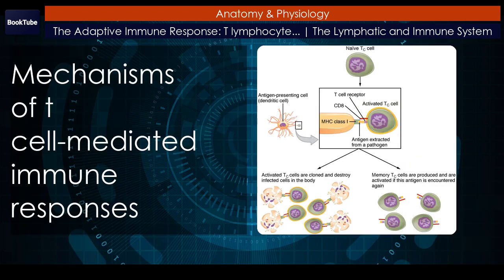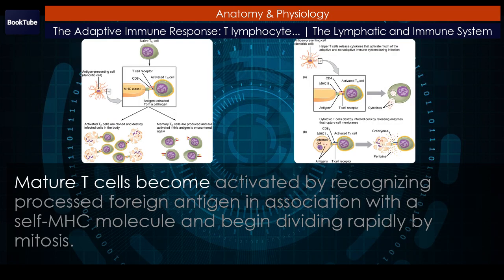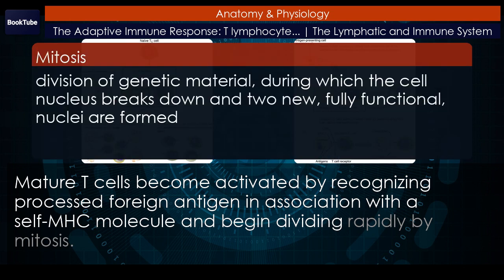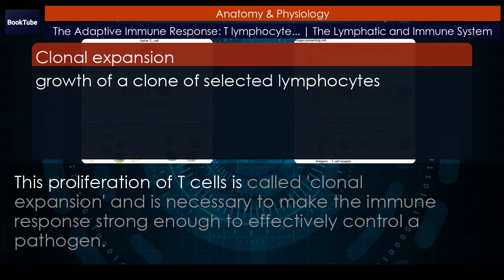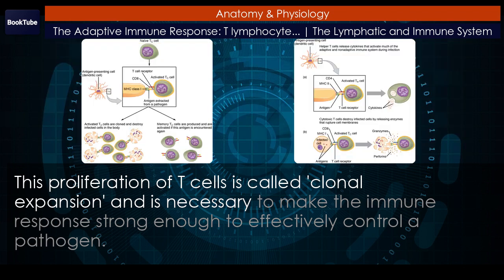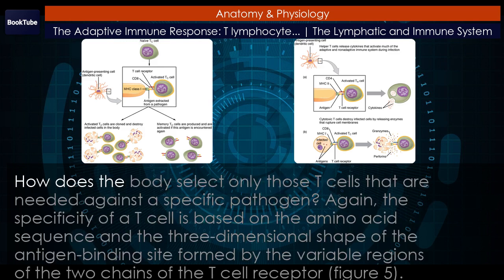Mechanisms of T cell-mediated immune responses. Mature T cells become activated by recognizing processed foreign antigen in association with a self-MHC molecule and begin dividing rapidly by mitosis. This proliferation of T cells is called clonal expansion, and is necessary to make the immune response strong enough to effectively control a pathogen. How does the body select only those T cells that are needed against a specific pathogen?